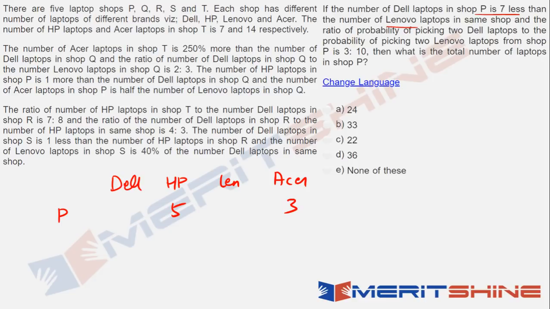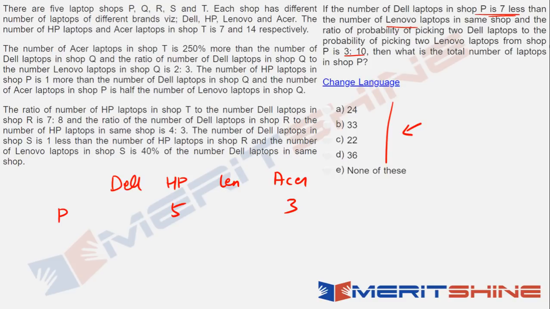Now, either you can just make an equation and solve it. It'll give you a quadratic, which can be solved, or you can use the options in a question like this. What you know is that the answer has to be one of these 4 options. What's given to you? The number of Dell laptops in shop P is 7 less than the number of Lenovo laptops in the same shop. Now if you look at these numbers, just think about it logically.